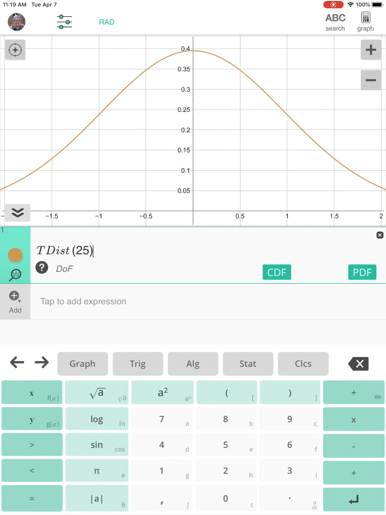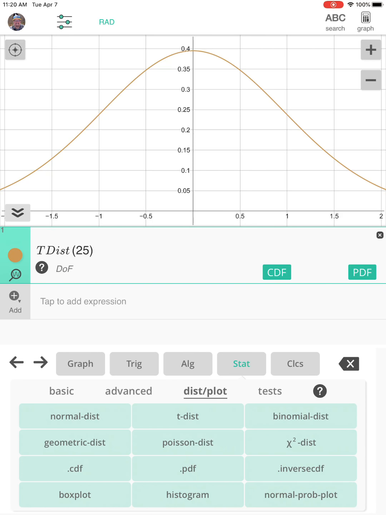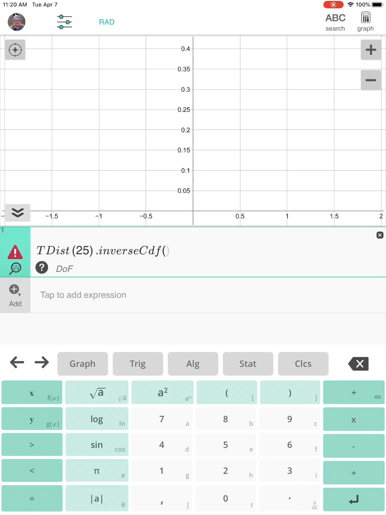And the way we do this with our graphing calculator is very similar to what we did for normal distributions. We hit stat, distribution, and plot, and this time instead of the normal distribution, we're going to pick the one right next to it, the t distribution, and we're going to put in our degrees of freedom. So for this one, the degrees of freedom was 25. So I put in 25, and then it draws my t curve, which looks like a normal curve.